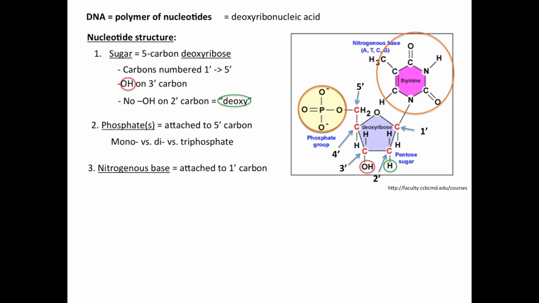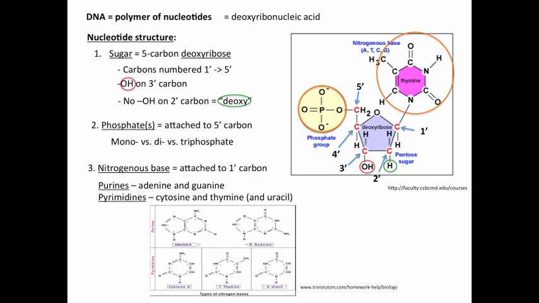We're not going to ask you to memorize the structures of the nitrogenous bases, but do know that there are 4 flavors of nitrogenous bases in deoxyribonucleotides. Adenine and guanine are purines with 2 rings, and cytosine and thymine are pyrimidines with a single ring. Uracil is a 3rd pyrimidine found only in RNA that we'll come back to in just a few minutes.